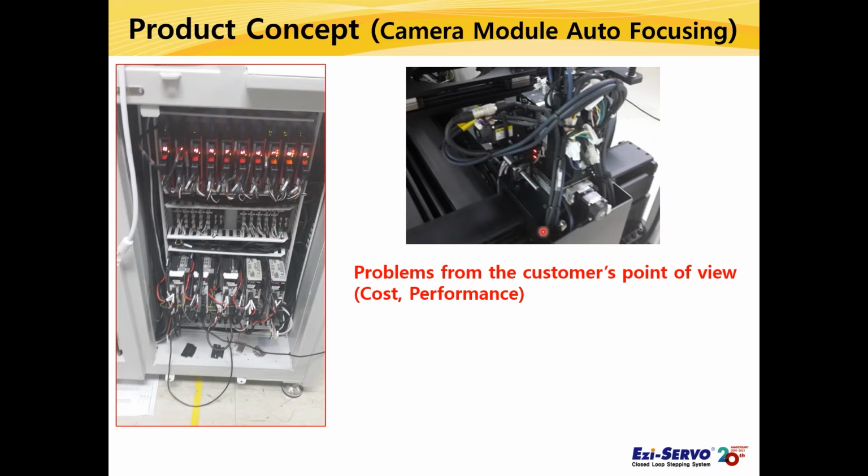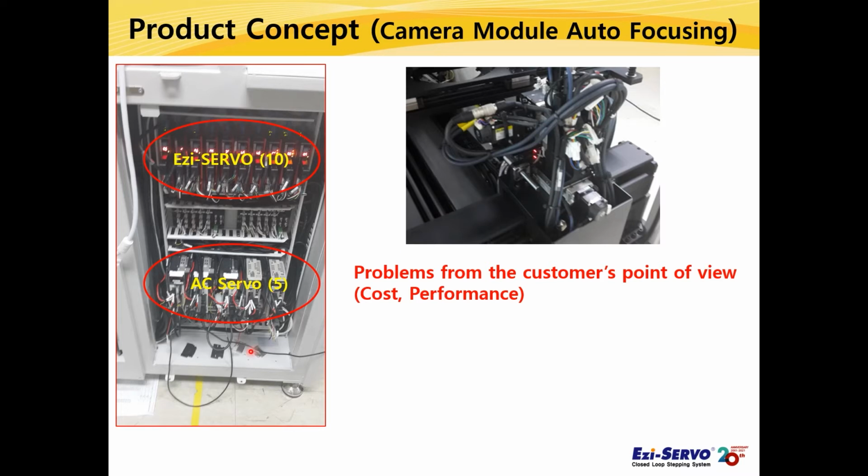This machine aligns the lens and sensor of the camera module used in the smartphone. As you can see in the photo on the left, the customer applied 10 axis of Ezi-SERVO 2 Plus-E, which is a standard type of closed-loop stepping system, and 5 axis of AC Servo.